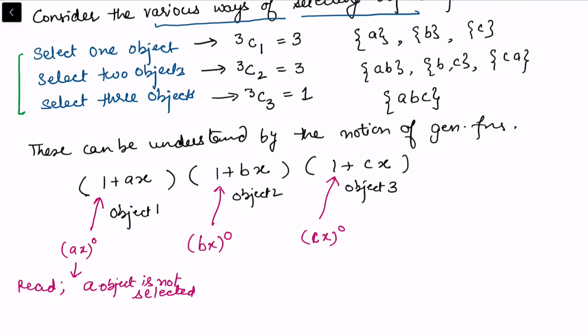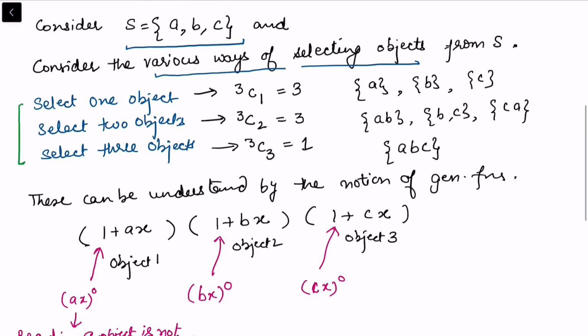So we need to consider all possibilities. For the generating function and the maximum in the set, we can see that A appears one time. There are three objects, and A appears one time. You can also write the set S as 1 into A, 1 into B, and 1 into C. This means the multiplicity of the object is 1. They are appearing once in the set.